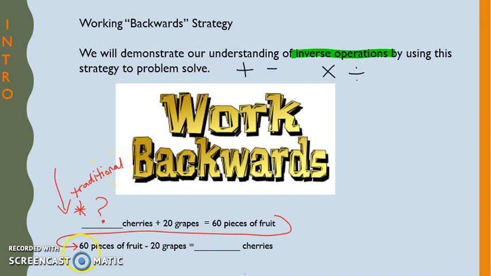We would work backwards. Right here is the backwards way to problem solve. This is just a strategy. We could start with the total pieces of fruit that we know. We could subtract the 20 grapes that we also know to find our missing piece, which is the amount of cherries. And we know that 60 minus 20 is 40. So if we were working backwards and using this strategy, we would come up with 40 cherries.